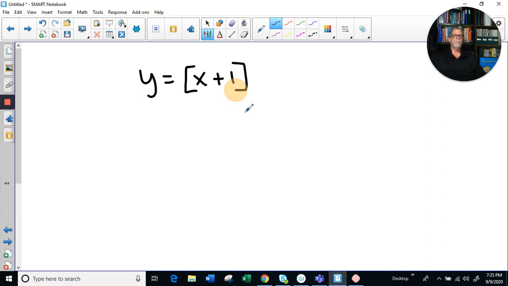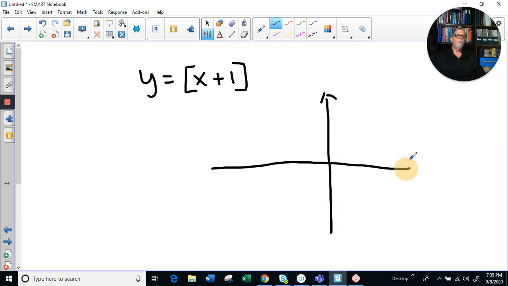All right, 1, 2, 3. Always label your axes. Just a word to the wise. That's how you get full credit. All right, so let's start at 0 again. If I put 0 in here, I get 1. Greatest integer not greater than 1 is 1. All right, so I'm up here.